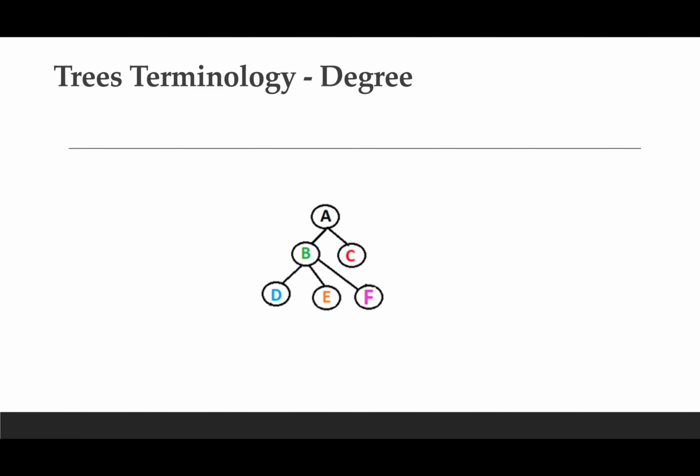Okay. The next one, degree. The degree of a node is equal to the number of children that the node has. So the degree of a leaf node is always 0, because it doesn't have any children. If we take the node A, what is the degree of A? The degree of A is 2.